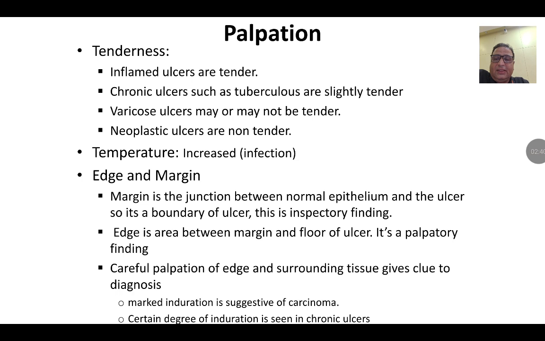Edge and margin. The margin is the junction between the normal epithelium and the ulcer, so it is the boundary of the ulcer. Margin is an inspectory finding. Edge is the area between margin and floor of the ulcer. It is a palpatory finding. Careful palpation of the edge and the surrounding tissue gives us the diagnosis. Marked induration is suggestive of carcinoma. A certain degree of induration is always present in chronic ulcers because of fibrosis.